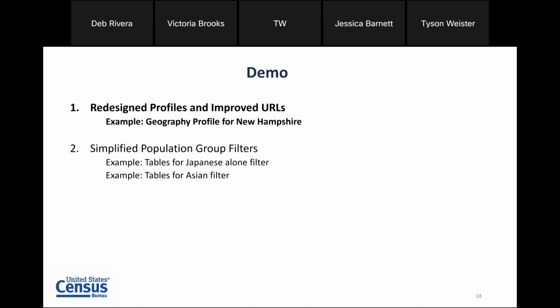Now that we've covered the content of the release, I did want to take a moment and dive in more detail to two components of the release, one being the geography profiles, the updated URL, and the redesigned layout. And then the second would be the simplified population group filters. So to start, let's look at that redesigned profile page. For this example, I'm going to pull up the geography profile for New Hampshire.